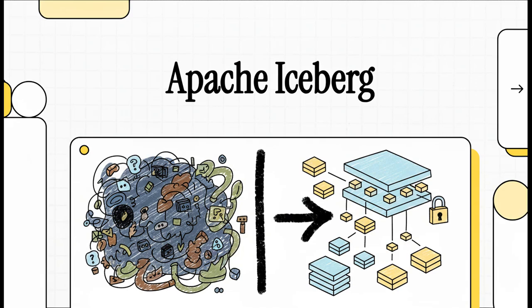All right, let's talk about data lakes. We all know they can be incredibly powerful or a complete and utter mess. Today, we are diving deep into a technology that is seriously changing the game, Apache Iceberg. We're going to see exactly how it brings some much-needed order to the chaos of the modern data lake.